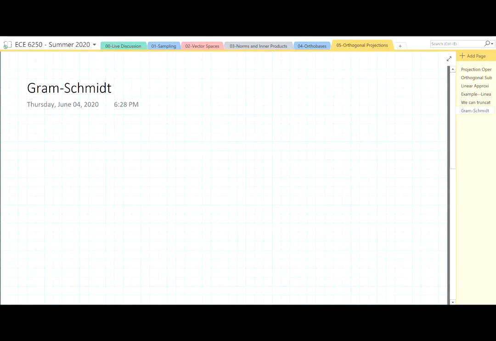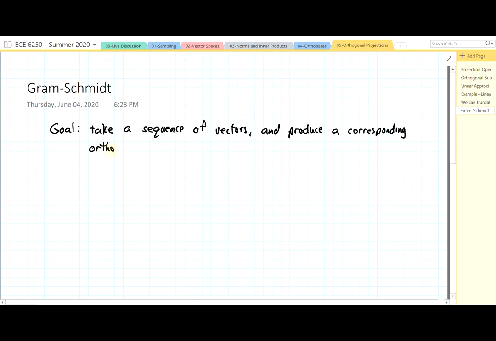Okay, we've talked about how wonderful orthobases are. So now let's talk about what to do if we don't have an orthobasis. So we want to take a sequence of vectors and produce a corresponding orthobasis.